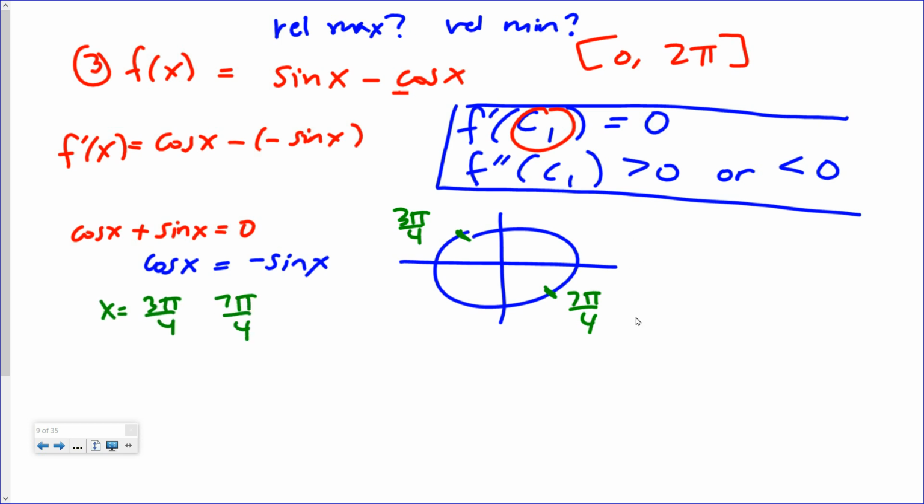Okay, let me go ahead and write the coordinates here. This one's at square root of 2 over 2, comma, negative square root of 2 over 2.